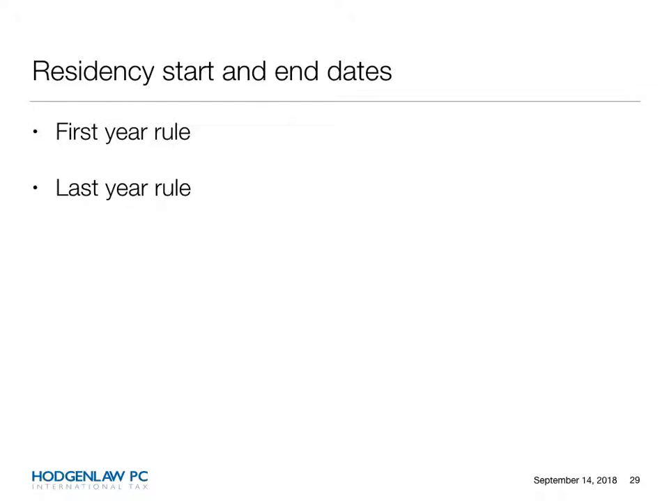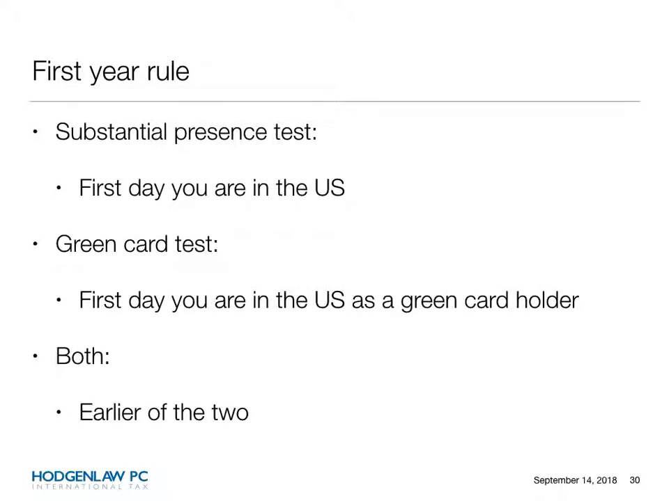Now, there are rules to help determine the start and end dates for residency. In the two examples, the first example follows the first year rule as it's Jill's first year as a US resident. And the second example follows the last year rule as it's Steve's last year as a US resident. The first year rule for determining the start date of US residency is pretty straightforward. It's the first day you're in the US if you meet the substantial presence test, the first day you're in the US as a green card holder if you meet the green card test, and it's the earlier of the two if you meet both tests.